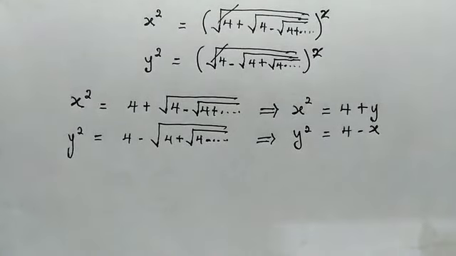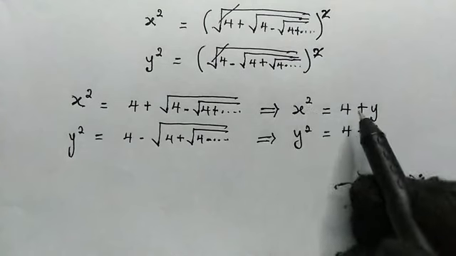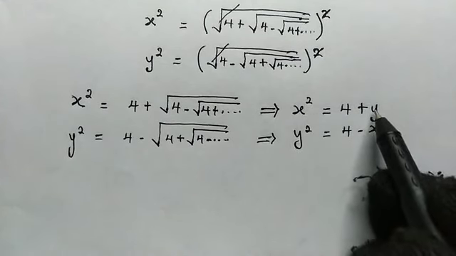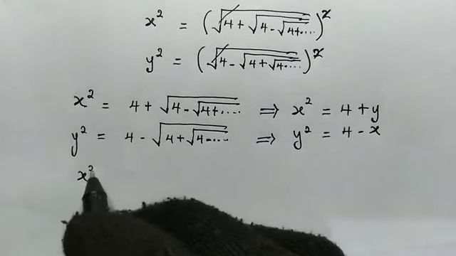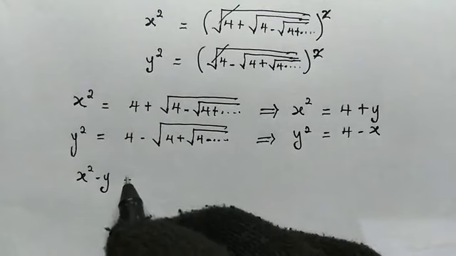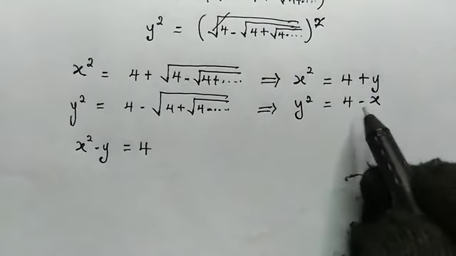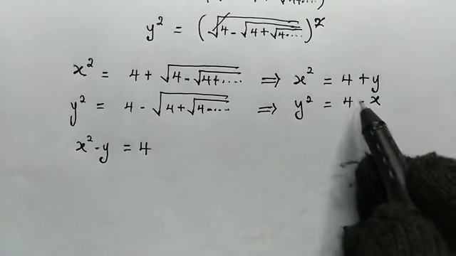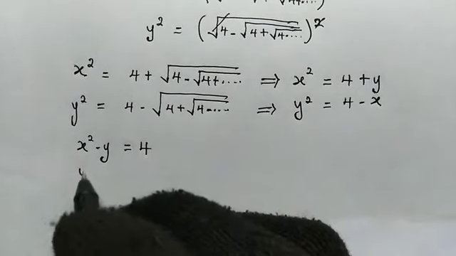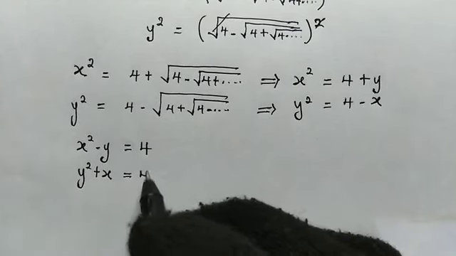Okay, so what do we do from here? What exactly are we going to do from here? Now, from this equation right over here, let us move this y to the left. And when you do that, we get x squared minus y equals 4, right? And in this equation right over here, let's move this x to the left. Remember, it is negative, so it will become positive. So we have y squared plus x equals 4.